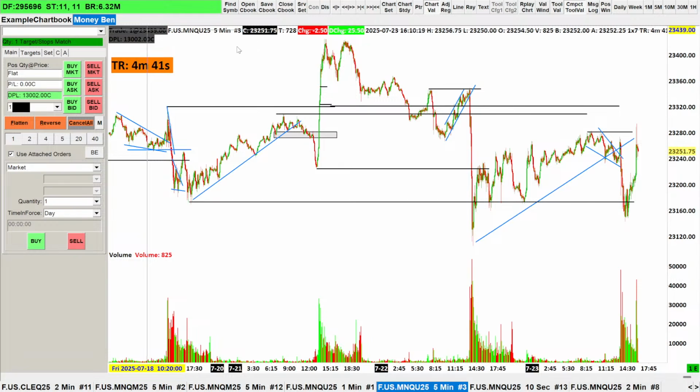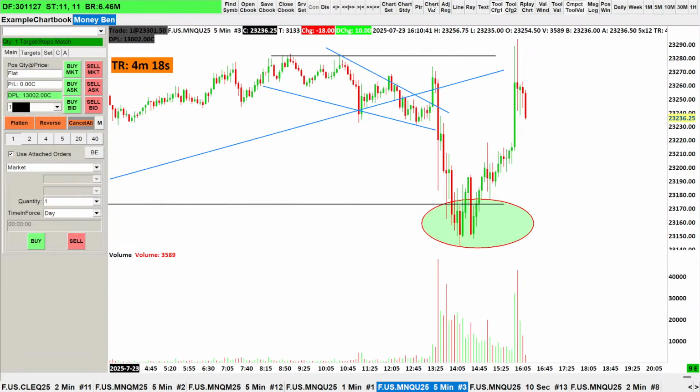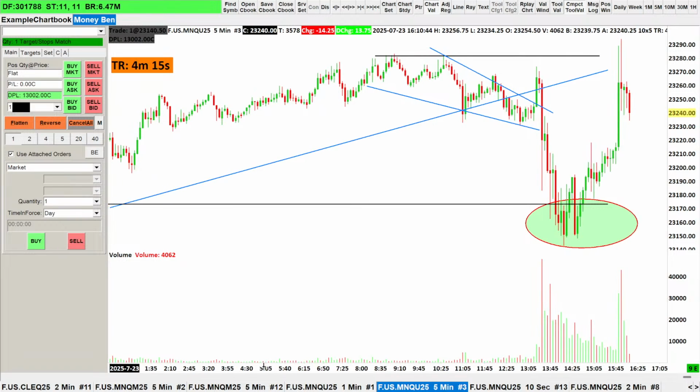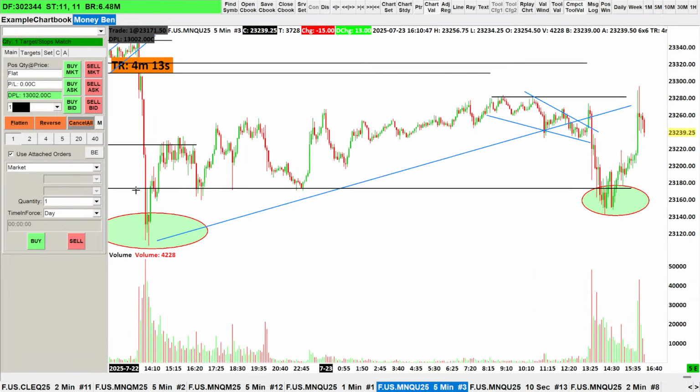So let's break down this chart. Let me mark down these levels real quick, and let me show you exactly what I was looking for. I'm gonna be honest with you, at first I was looking for shorts until I had to zoom out. Automatically, if you look at this, it was looking kind of suspect because we were having this breakdown right here. So I was thinking about possible shorts.